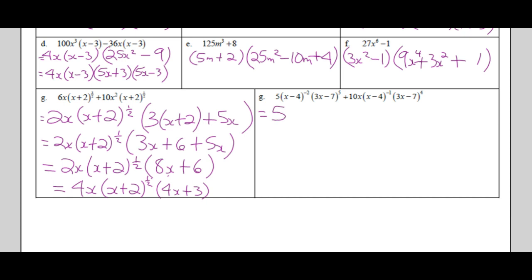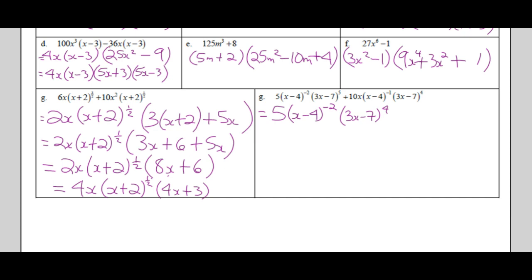Okay, now both of them have an x minus 4. Got negative 2 and negative 1. Which one is lower? Negative 2, right? So x minus 4 to the negative 2. Then I got a 3x minus 7 to the 5th and the 4th, so which is the common factor? To the power of 4. Then we got 3x minus 7 to the 4th. Okay, that's the common factor, right?